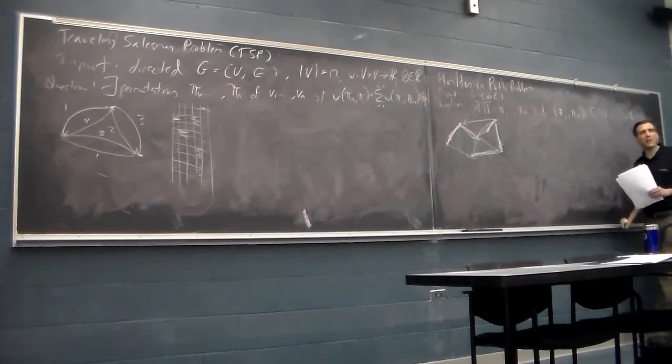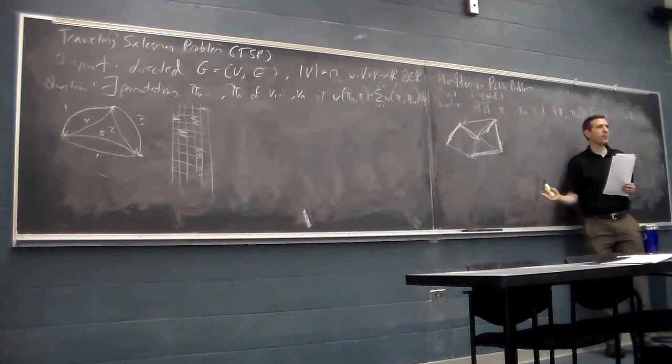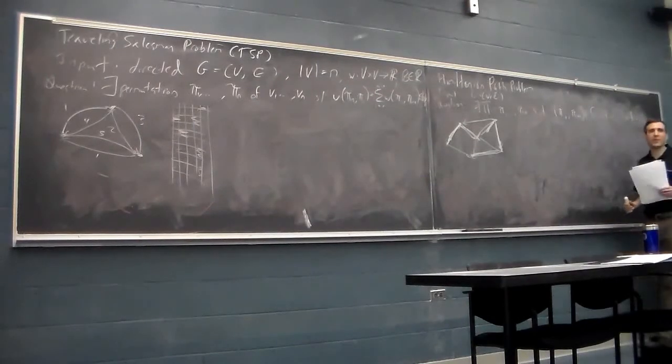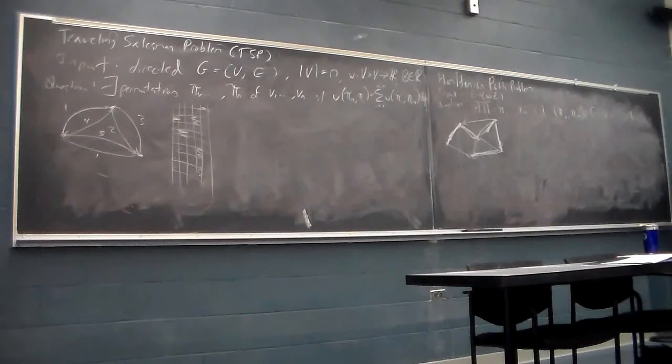A graph may or may not have a Hamiltonian path, and figuring out whether or not it does is an example of an intractable problem. Any questions about that?